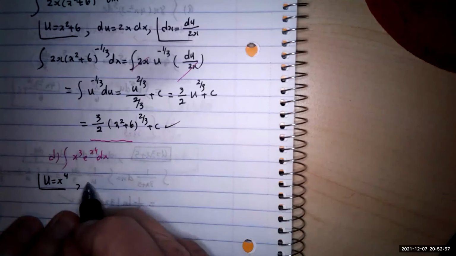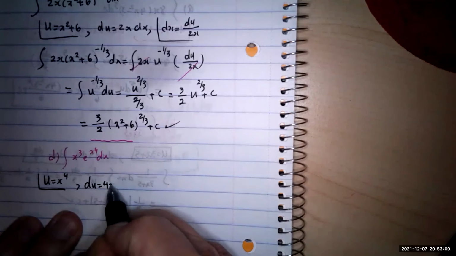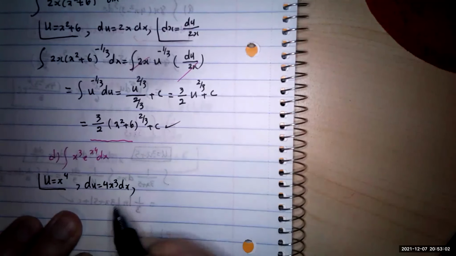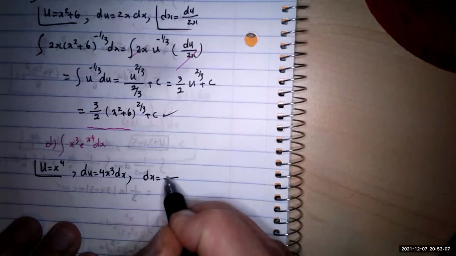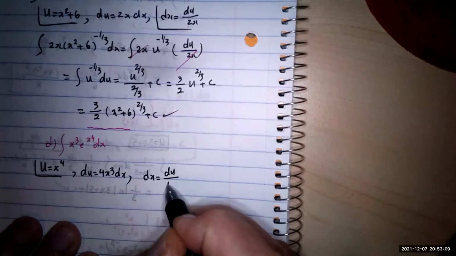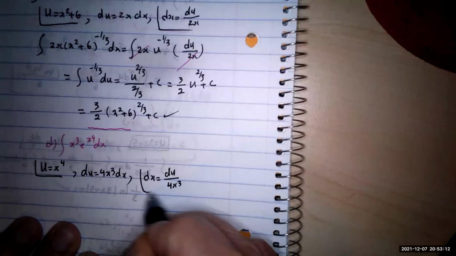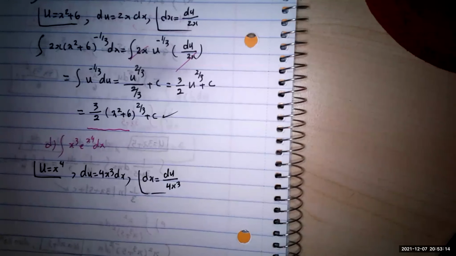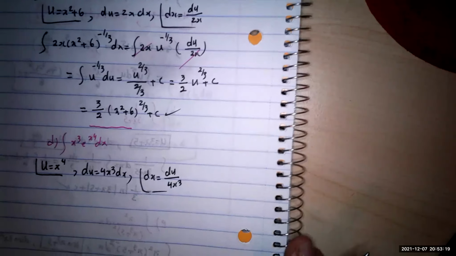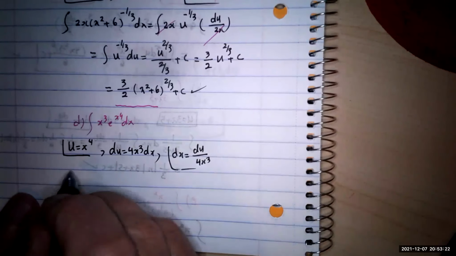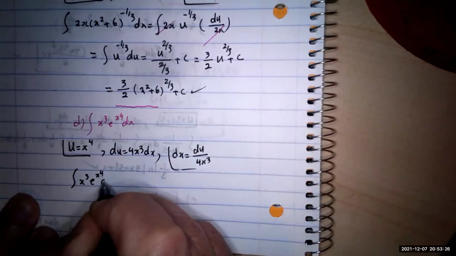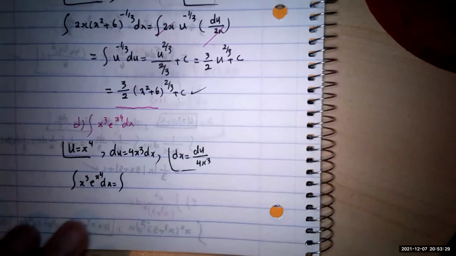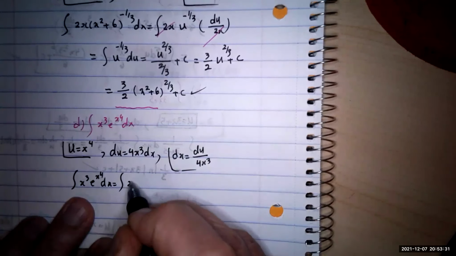So the differential of u is 4x cubed dx. You find the dx, which is going to be du over 4x cubed. Go back, substitute, simplify, to show that you are going to arrive at e to the u. So this is the original one. We substitute for the x cubed. We don't have anything for the x cubed.